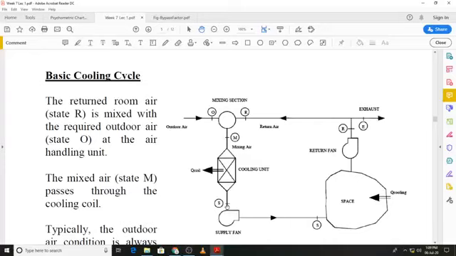And this time, because there is a latent and sensible load on the space again, the supply air conditions would be that the dry bulb temperature will be lower than the temperature, and the humidity ratio will also be lower than the humidity ratio that is required in the space, so that after the heat gain, both latent and sensible, we are still able to maintain the desired state R in the conditioned space.